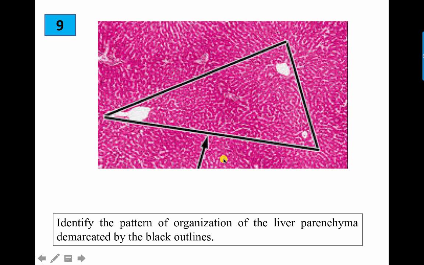Then we have this pattern connecting between three central veins. It is a triangle drawn between the three central veins. This is the portal lobule, and it includes all the hepatocytes that drain their bile into a common bile duct in the portal tract here.